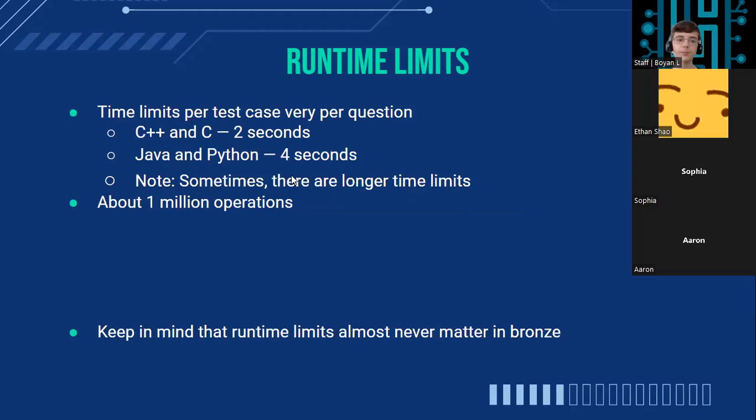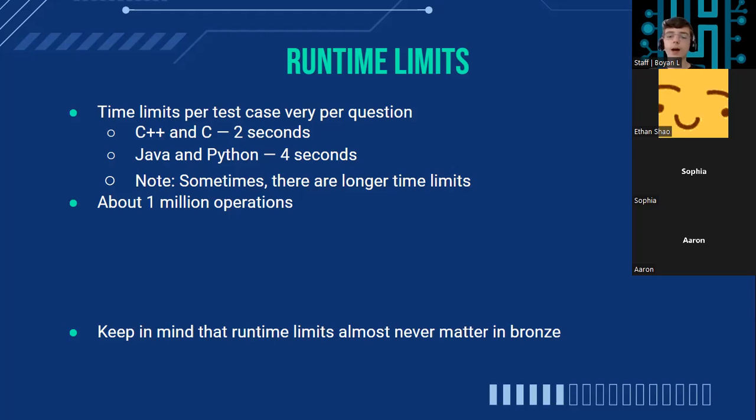So I also mentioned runtime limits. In USACO, for every single input that your program is tested on, in order to get points for that input, your program is going to need to run in under 2 seconds if you're using C++ or C, and in under 4 seconds if you're using Java and Python. Some questions will have exceptions to this. They might say, for example, for this question, you can take twice as long as normal. But in general, these are the time limits if nothing is specified. Even though those time limits are different across languages, they end up coming to around 1 million operations, no matter what the programming language is.